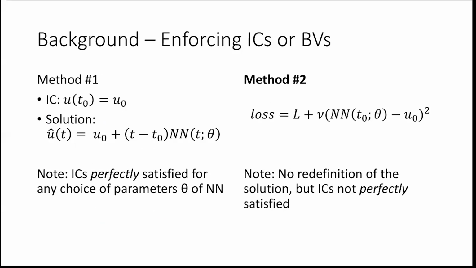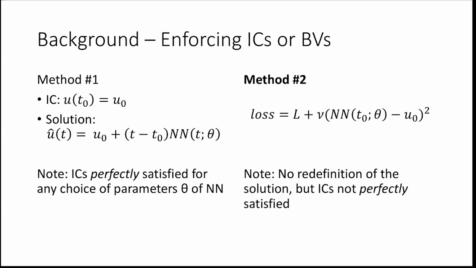Okay, and what we need is also to enforce initial conditions or boundary values, because in the loss defined earlier there's no information on this. There are two methods in literature. One is creating another function, in this case I call it u hat of t, and enforcing them perfectly. So for any choice of parameters of the neural network theta, the new function u hat of t satisfies the initial condition. Here there is an example of a simple one, but it can be defined for any kind of initial condition.